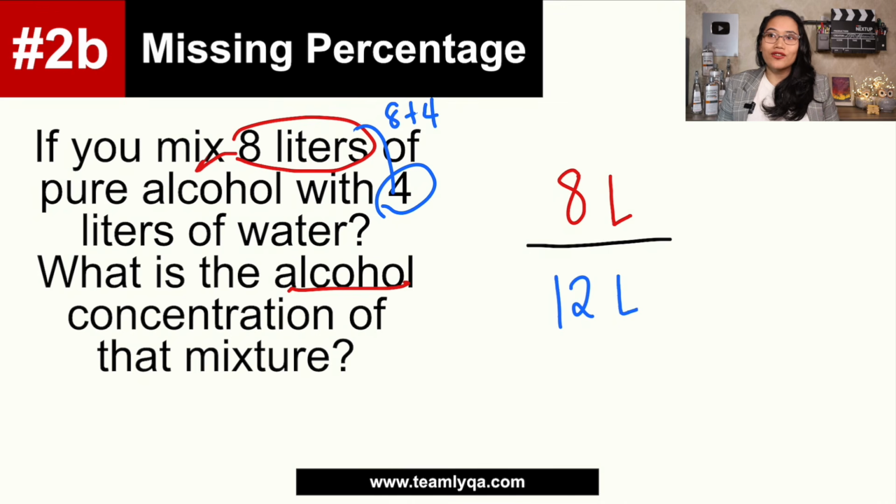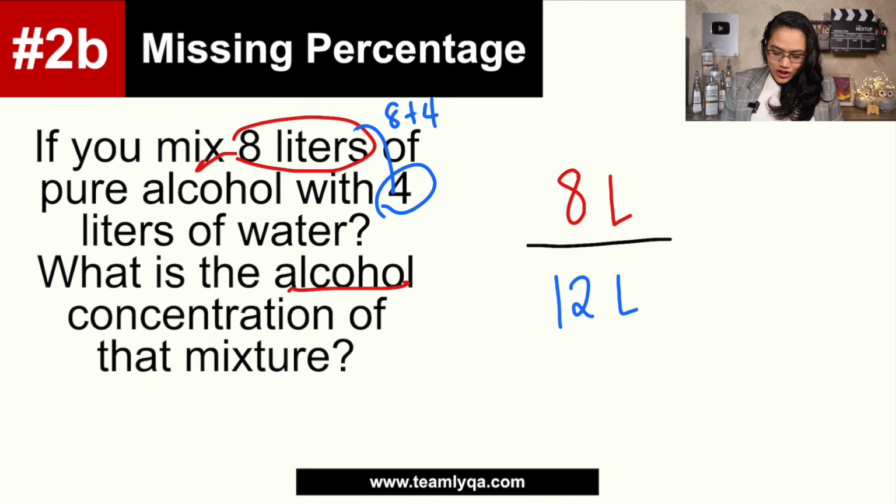Now, again, babalik tayo dun sa, wait, 8 over 12 ito, hindi to percentage. How do I turn this into a percentage? Now, all you have to do is, again, divide it. Kung meron kang calculator, madali lang, no? Kasi 8 divided by 12 lang yon. Pero kung wala kang calculator, one good start would be to turn it into fraction form na naka-lowest terms.